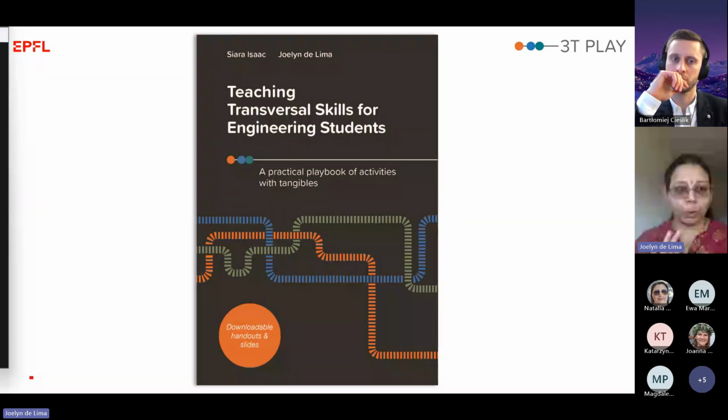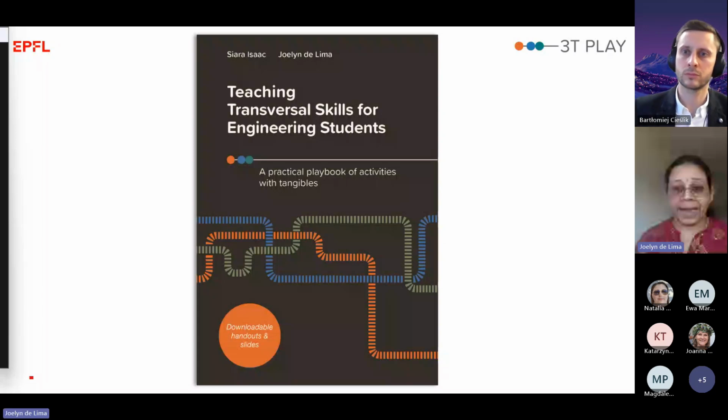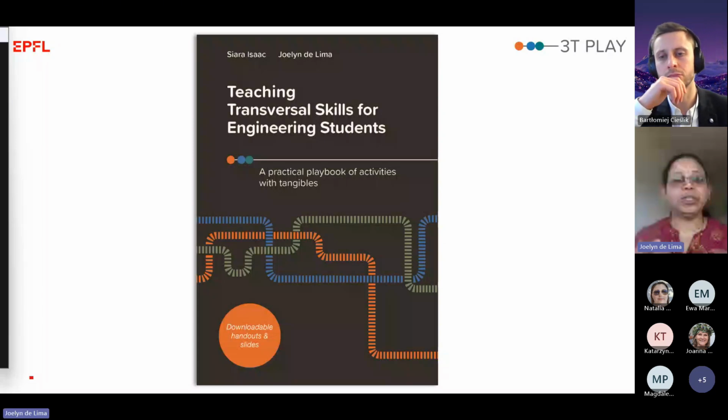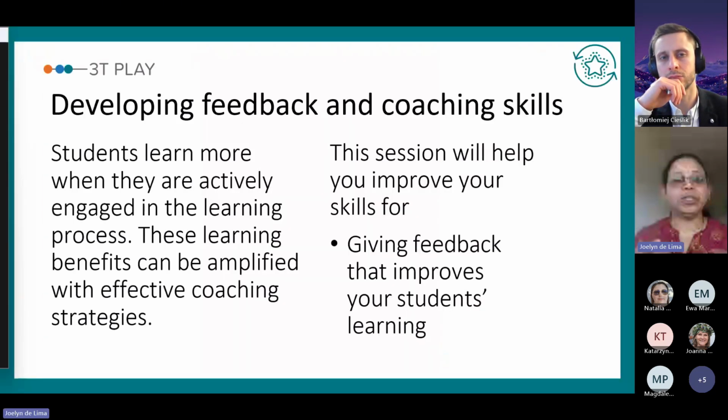So we will now do a brief activity focusing on giving feedback on a product. This activity is about developing the feedback. We know that students learn more when they are actively engaged in the learning process, and these benefits can be amplified with effective strategies. So this part of the workshop will help you develop your skills to give feedback that improves your students' learning.